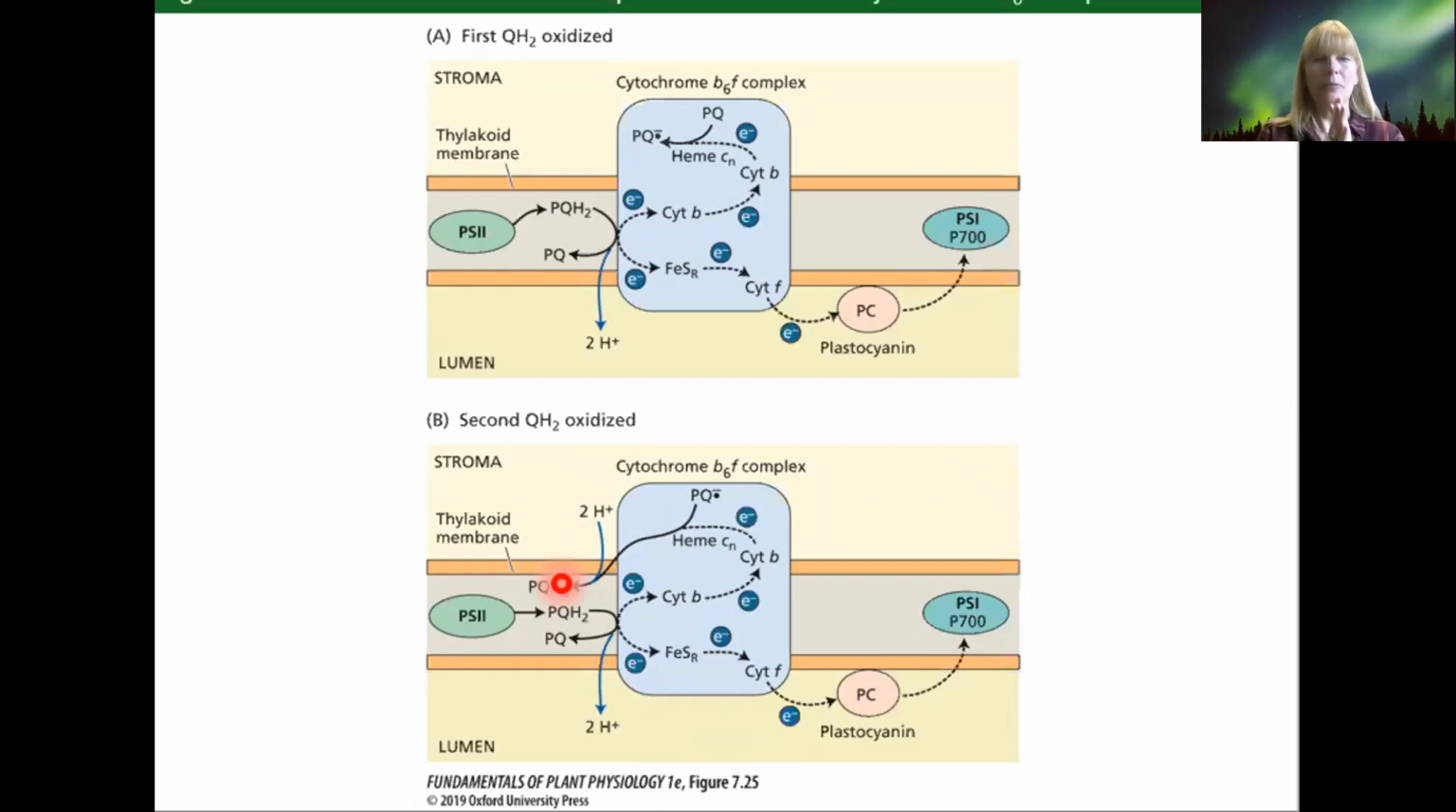Thank you. Yep, you're welcome. Are there any other complexes that are pumping protons across the gradient, or is this the one?